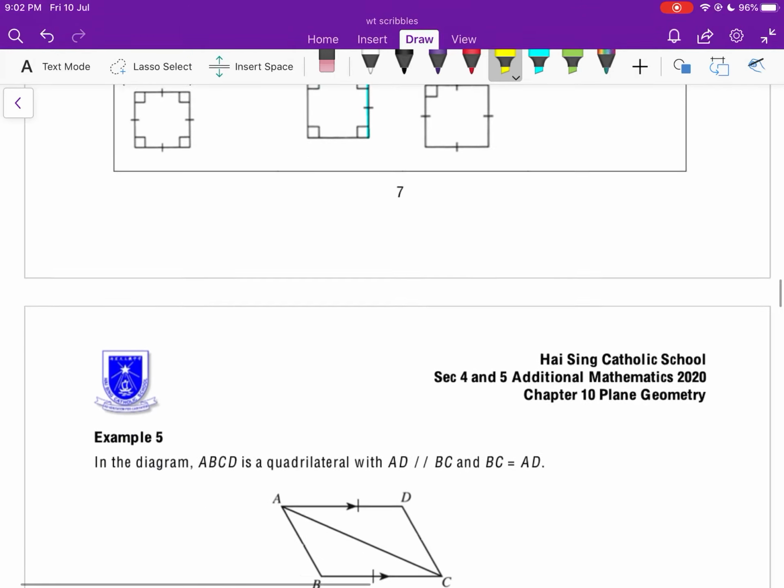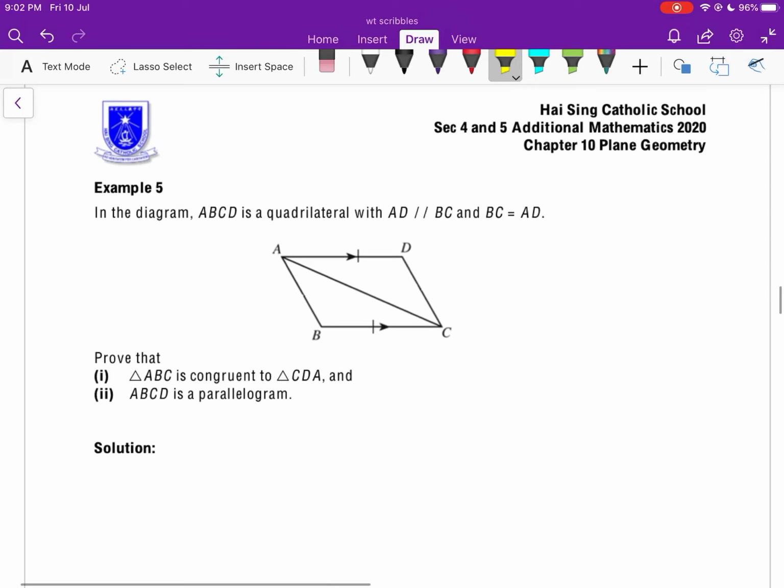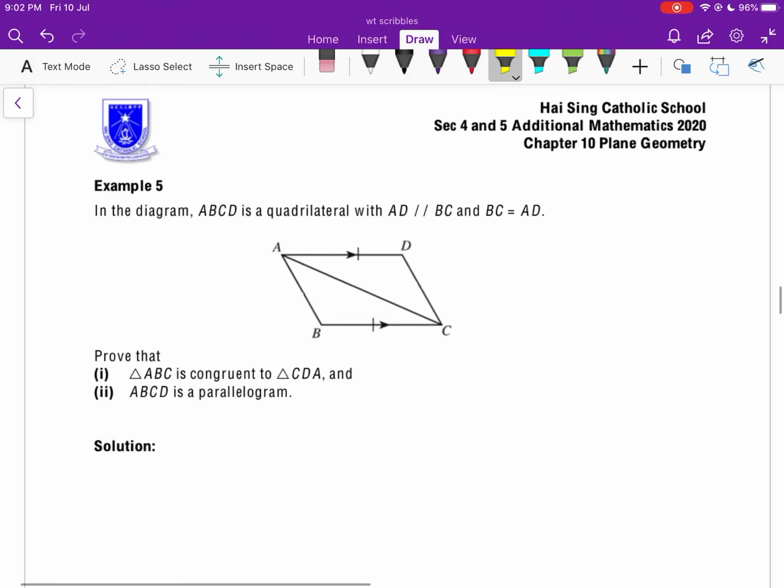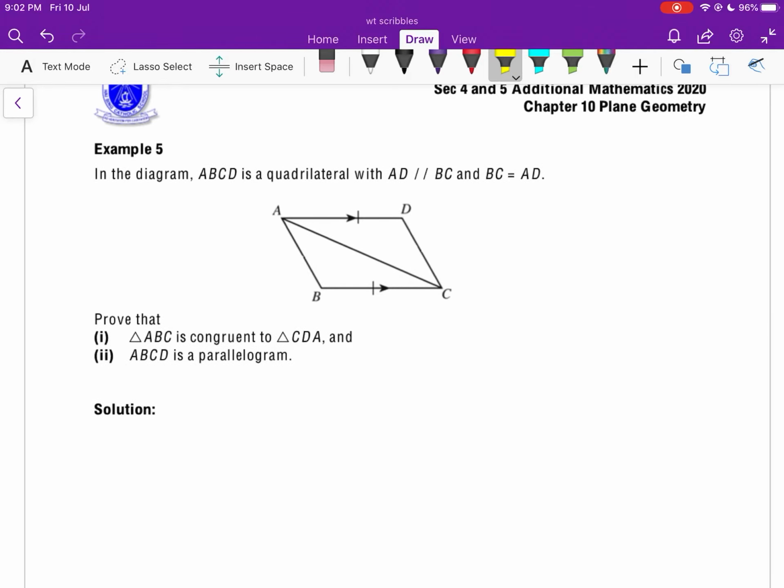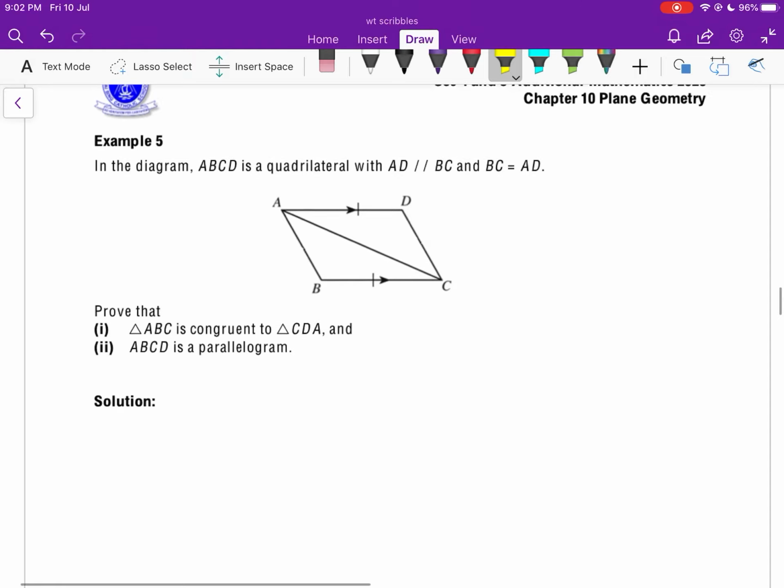Example 5. Example 5, first they ask you to prove that triangles ABC and CDA are congruent triangles. So you can pause this video and actually attempt to do it. Okay. Now, I would like to go through. I hope you have paused the video.